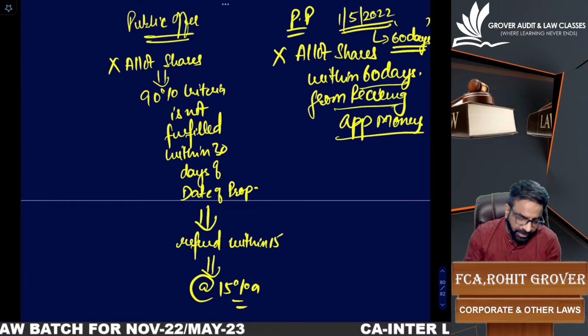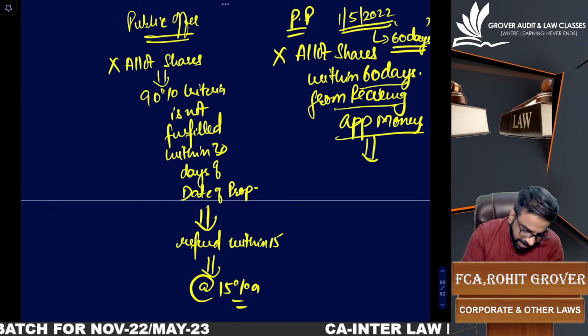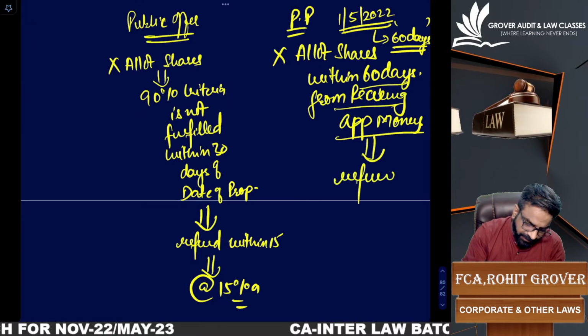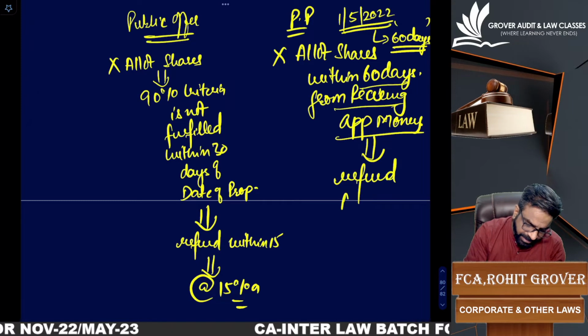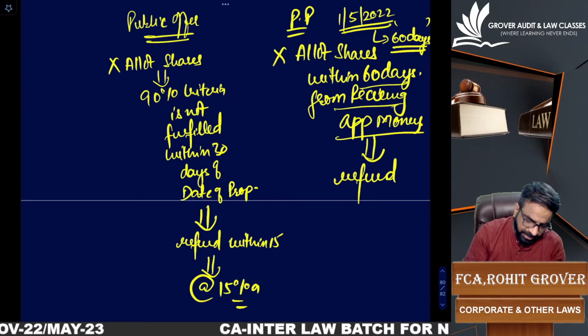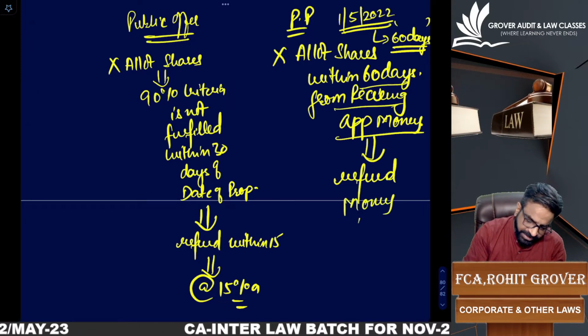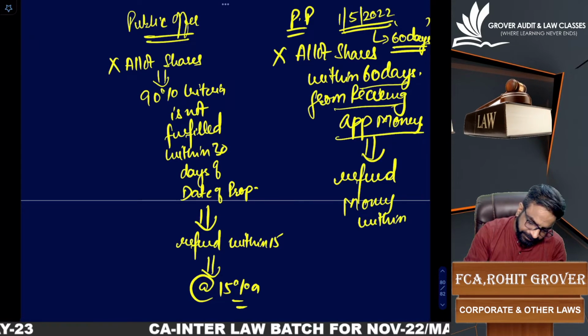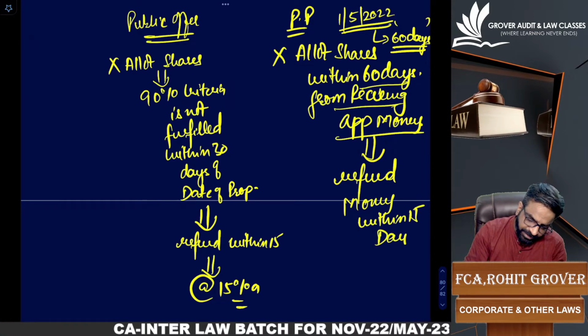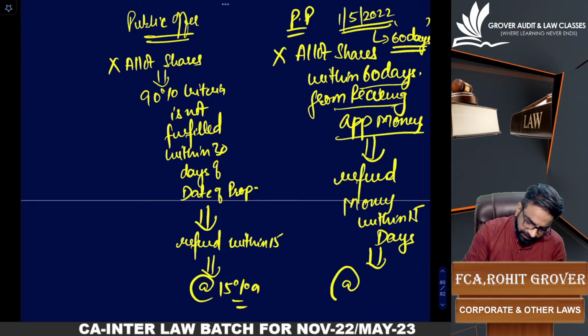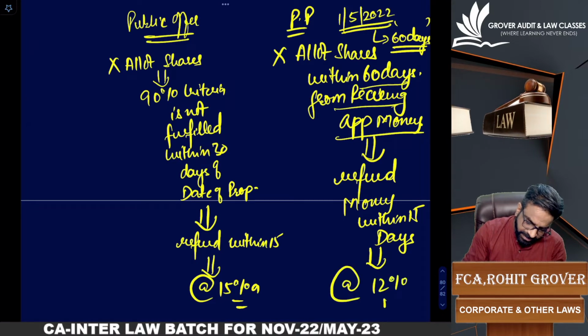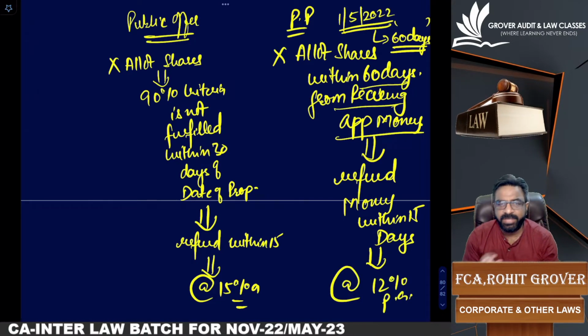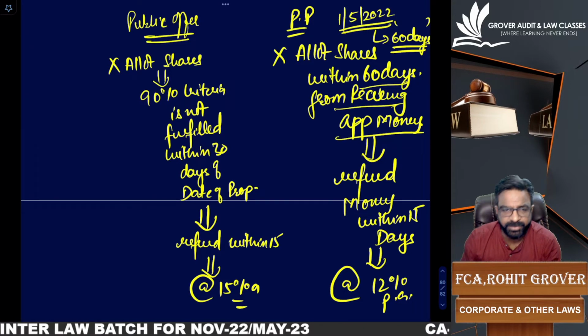So within 60 days allotment of securities must be done. But if we fail to do that in 60 days, then we have to start refunding their money within how many days here also, Ma'am? Within 15 days. And what is the interest penalty after 15 days here? 12% per annum. So did you understand the difference between both?